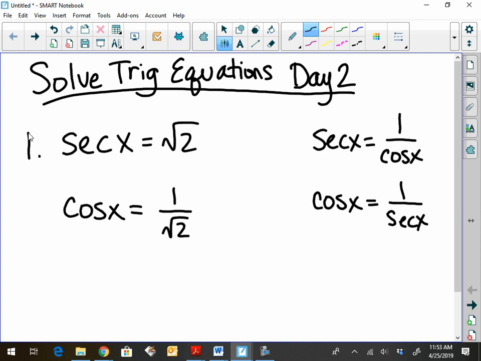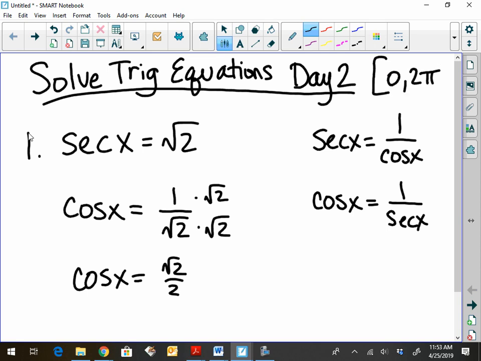Secant equals 1 over cosine. I can solve, I get 1 over square root of 2. And then I would have to rationalize my denominator. So multiply top and bottom by square root of 2. So I get cosine of x equals square root of 2 over 2. And we're going to do all of these today in the interval of 0 to 2 pi. So we'll restrict all of our domains for every question today to that interval.